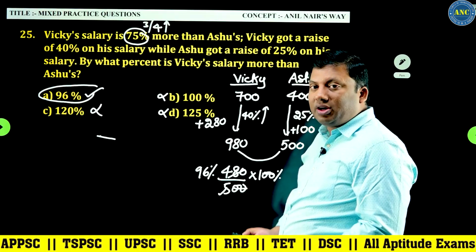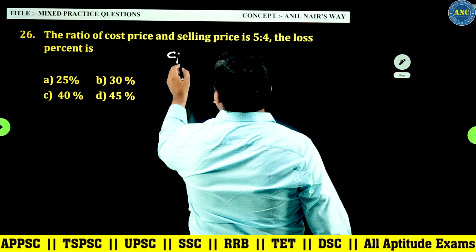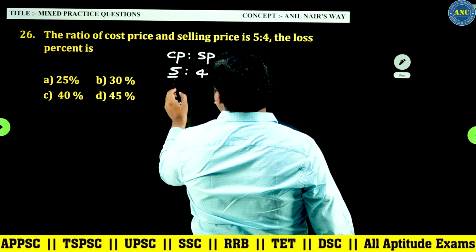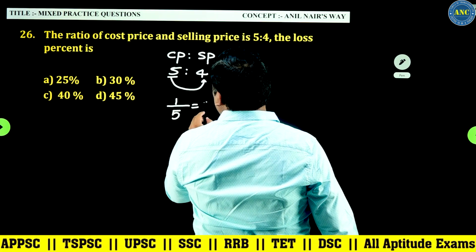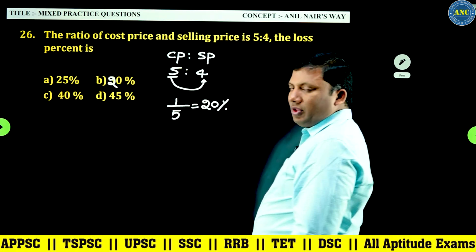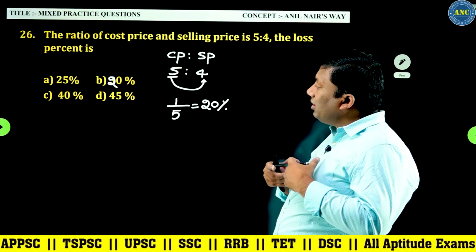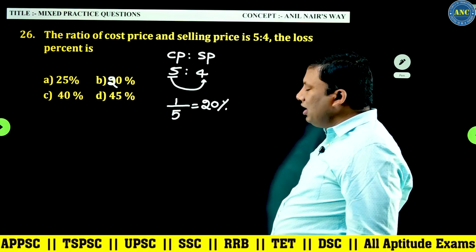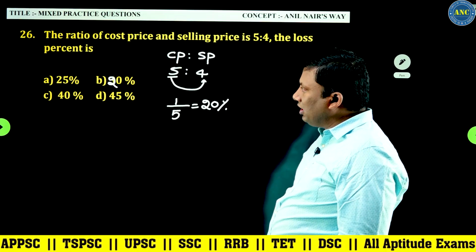Idea clear? Another important question. Cost price is to selling price, it is 5:4. I am purchasing a product at 5 and selling it at 4. I got a loss of 1 by 5. 1 by 5 is 20%. The 20% in the options was a typing mistake. Answer for this question is 20%. Cost price is 5, selling price is 4. 5 is becoming 4, a decrease of 1 on 5. Decrease of 1 on 5 is 20%. Loss percentage is 20%.